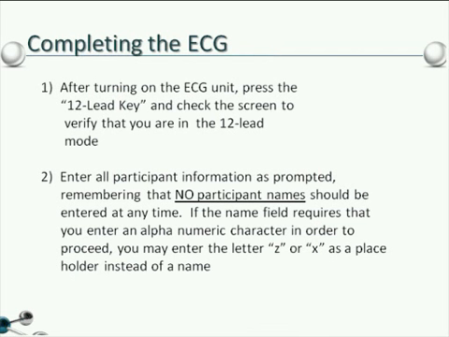Once you turn on the ECG, make sure that you have the 12 leads selected, you have the right option, and when putting in all the participant information, please don't put in their names. Your ECG reading will be a source document, and we don't want any PHI on the ECG reading. Please use a placeholder such as an X or a Z.